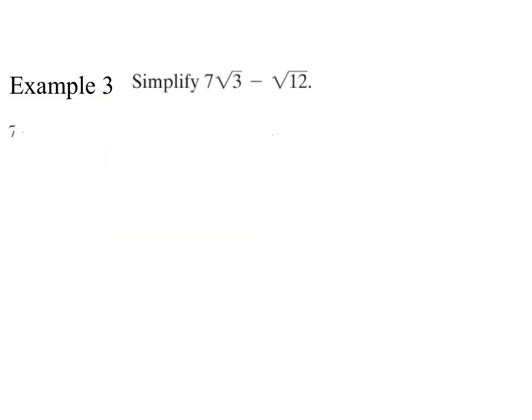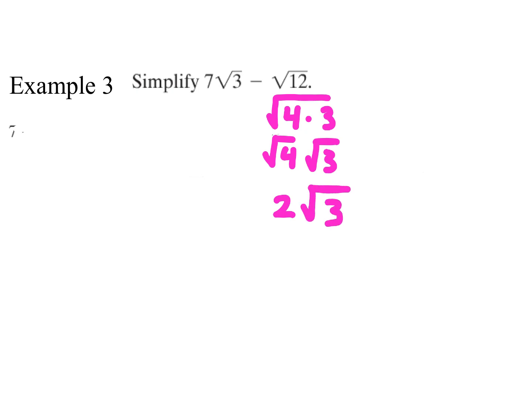For my next example, I first have to simplify the radicals. Now, because radical 12 can be simplified, I first want to go through that process. So if I simplify radical 12, the biggest perfect square that goes into 12 is 4. So I can rewrite radical 12 as radical 4 times 3. This becomes radical 4, radical 3. So it becomes 2 radical 3. And I can transfer down the rest of the original part of the expression.